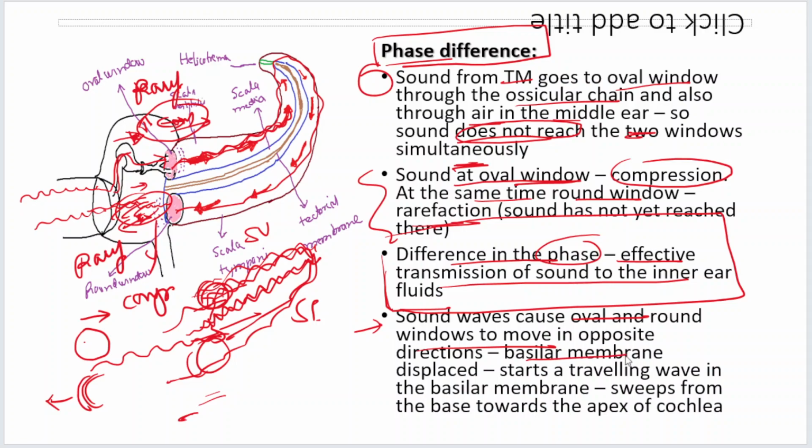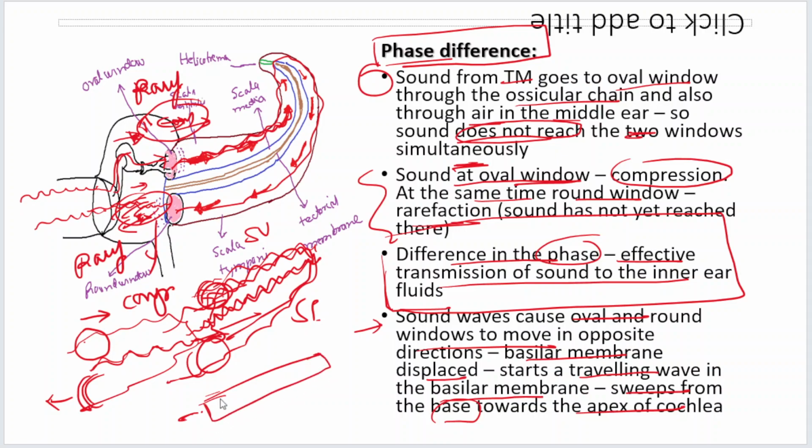So when the basilar membrane gets displaced because there is a pressure wave, this starts a traveling wave in the basilar membrane, which sweeps from the base towards the apex of the cochlea. So this is the most important part actually.